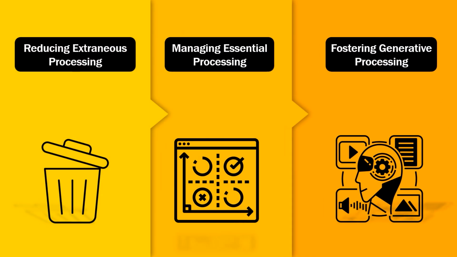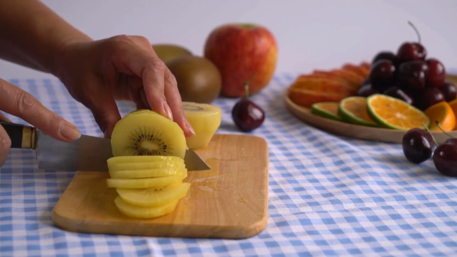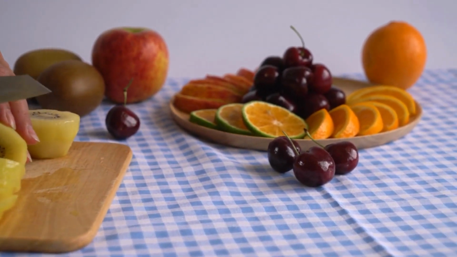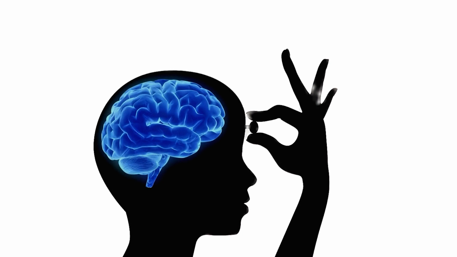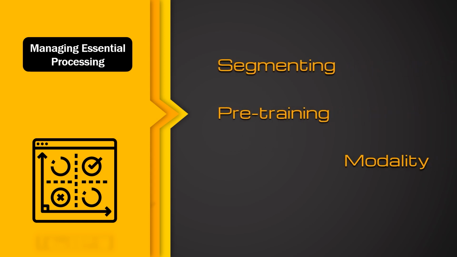With that squared away, let's go ahead and jump right into the next category. Managing essential processing is aimed at breaking down complex essential materials into smaller, more manageable pieces that would be easier for the learners to digest. When done correctly, learners are able to commit important details of the lesson to their working memory and eventually to their long-term memory. There are 3 principles involved in managing essential processing, which include segmenting, pre-training, and modality.